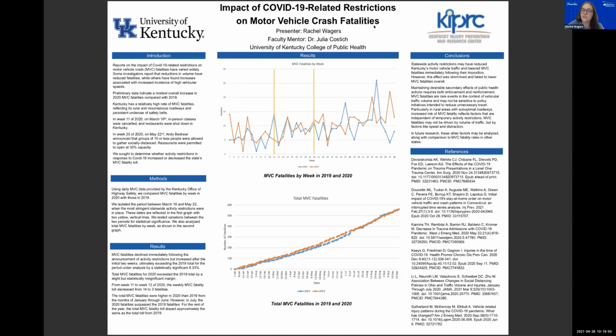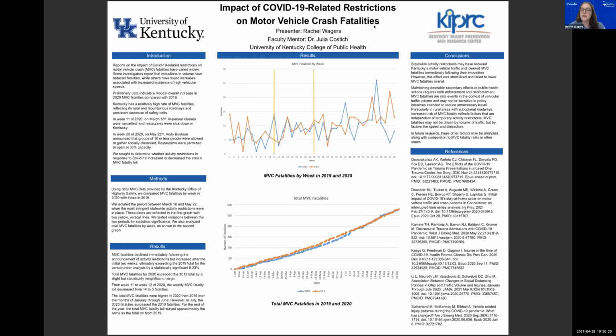So maintaining these desirable effects of public health actions, as we can see in many public health initiatives, including this one, requires enforcement and reinforcement of these restrictions. These fatalities are rare events in the context of vehicular traffic volume, and they actually might not be sensitive to policy initiatives that are intended to reduce unnecessary travel. And this is particularly true in rural areas such as Kentucky, with some places that have suboptimal roadways.